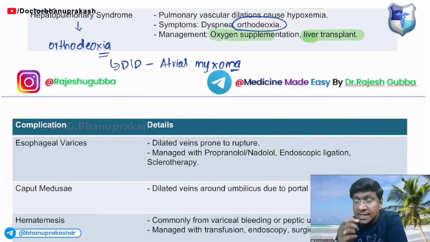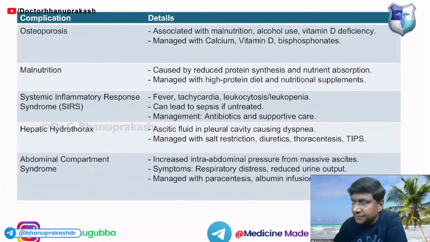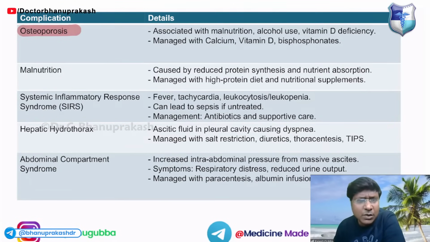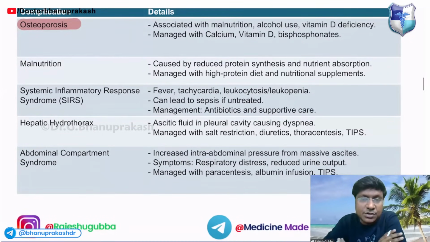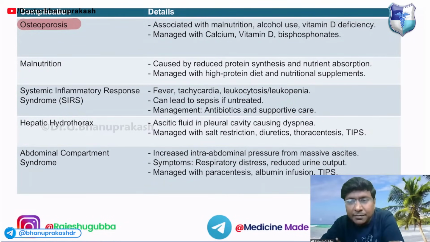Okay, right. Now, apart from this, what are a few more complications that can be seen in patients with cirrhosis of liver? One is osteoporosis. Why is there osteoporosis in patients with cirrhosis of liver? Because the liver is the site where the precursor of vitamin D, that is 25 hydroxycholecalciferol, is formed. When the liver is damaged, vitamin D is not formed, and that will result in the development of osteoporosis.